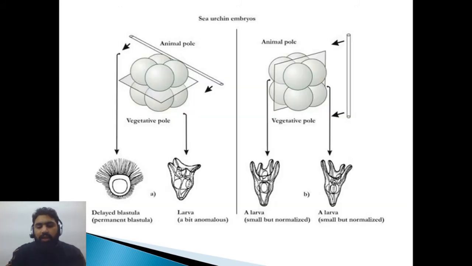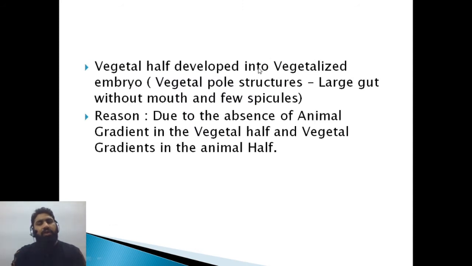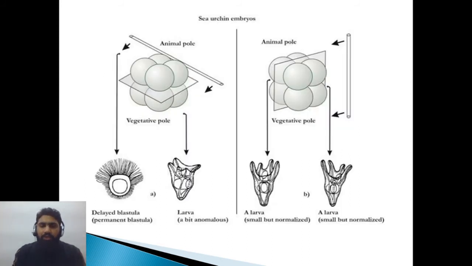In the same manner, the vegetal half developed into a vegetalized embryo. That means it was containing only vegetal pole structures. What was present there? A large gut without a mouth and a few spicules were present in the vegetal half. So what is the result? Suppose this is that experiment. We are cutting it into animal pole and vegetal pole.